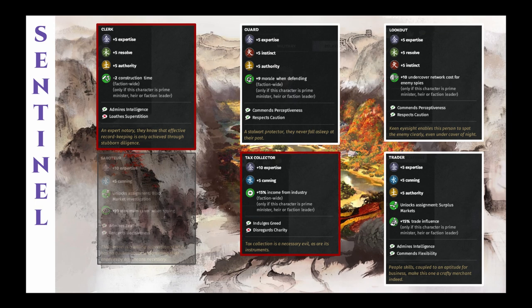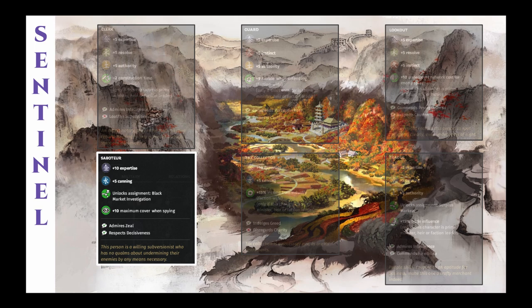Moving on, we have the Saboteur background here, which is the only background without a faction-wide bonus, as it is the Sentinel's spying background. It adds 10 points maximum cover when spying. It's not a significant boost, but if you can be picky when recruiting spies, this is a useful bonus to consider, along with other traits like Quiet.